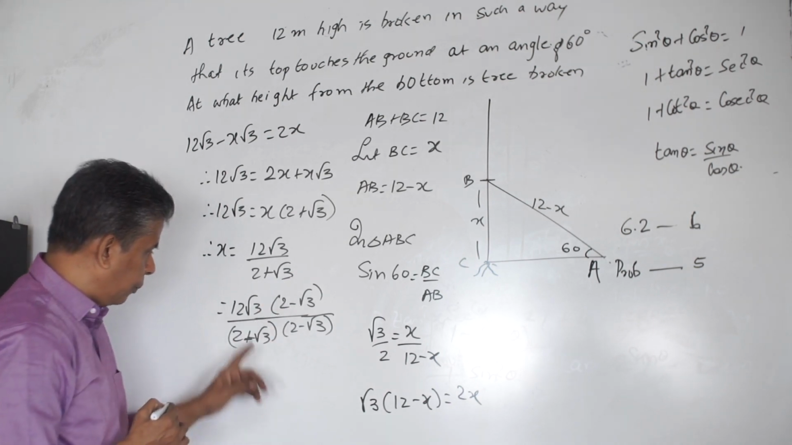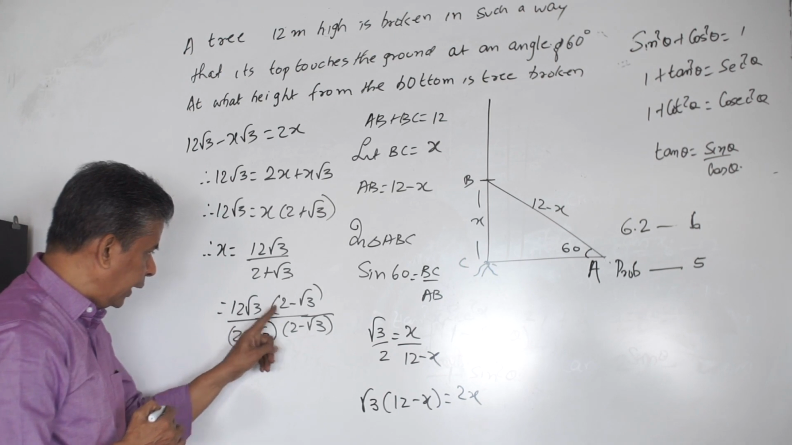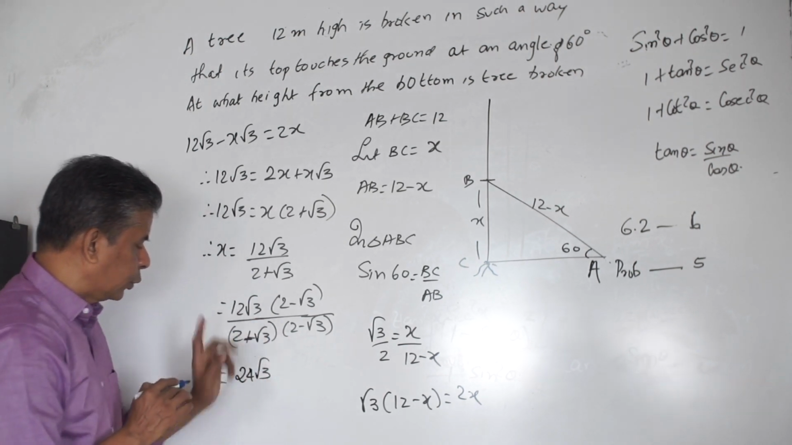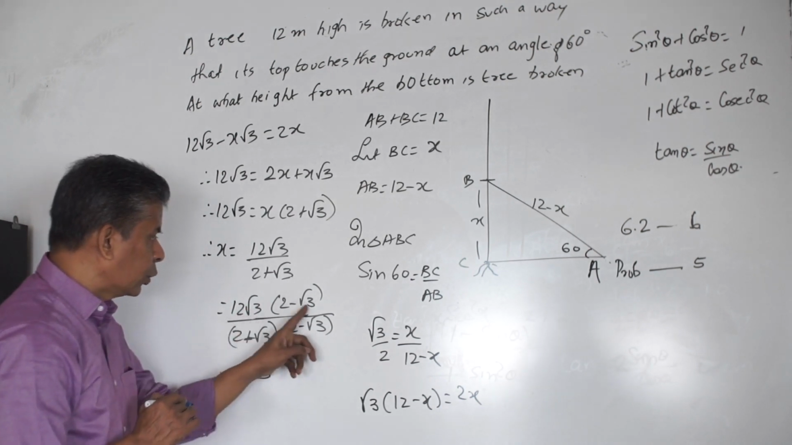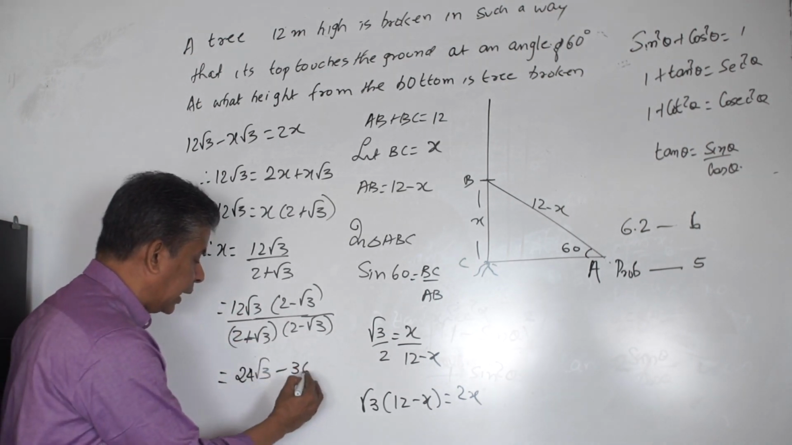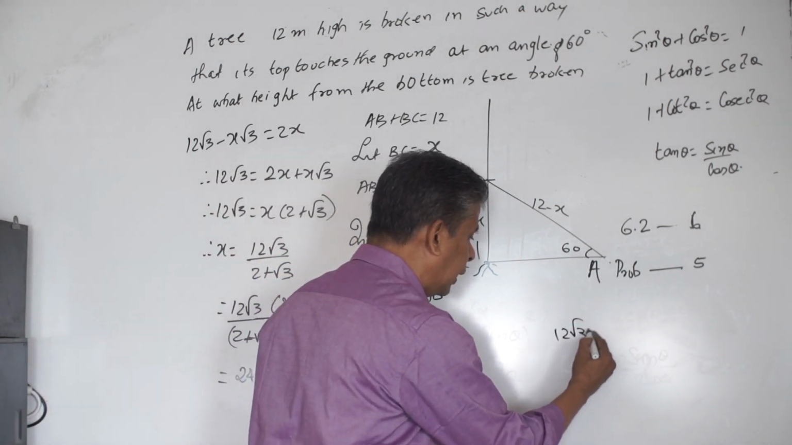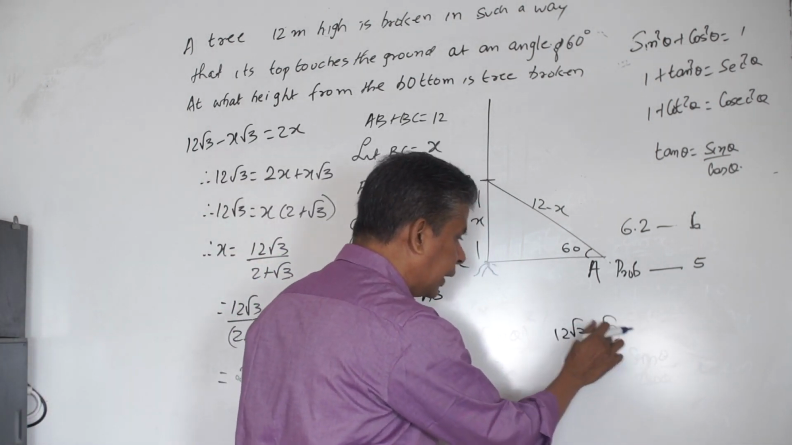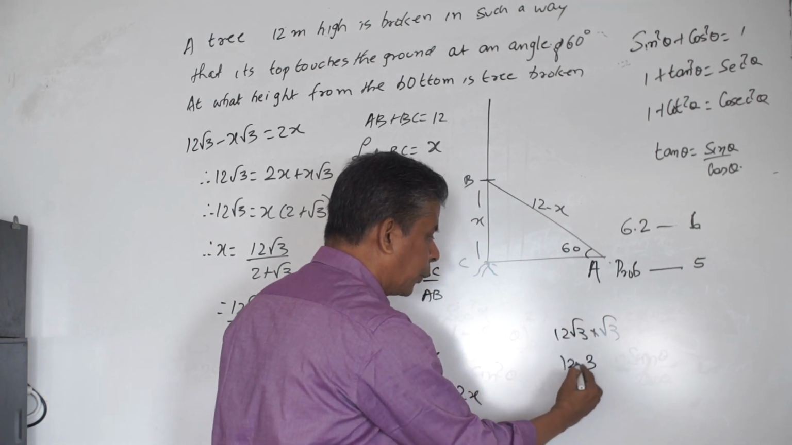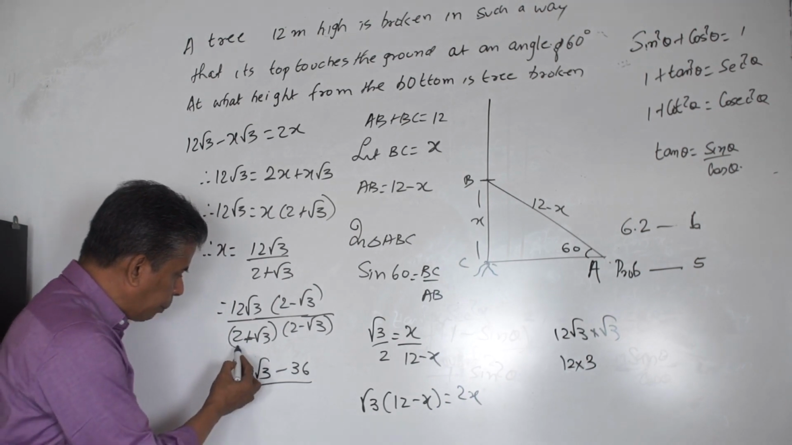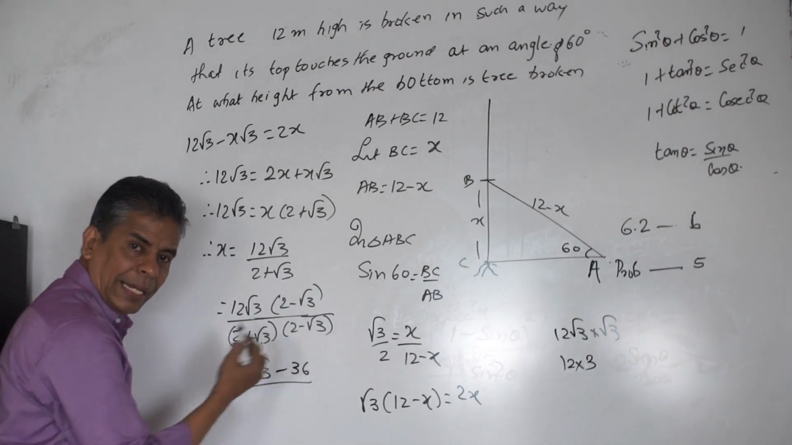Therefore this will be now: multiply this. 12 into 2, 24 root 3. And 12 root 3 into root 3: root 3 into root 3 is 3, 12 into 3 is 36. Upon the denominator, look, a plus b, a minus b.